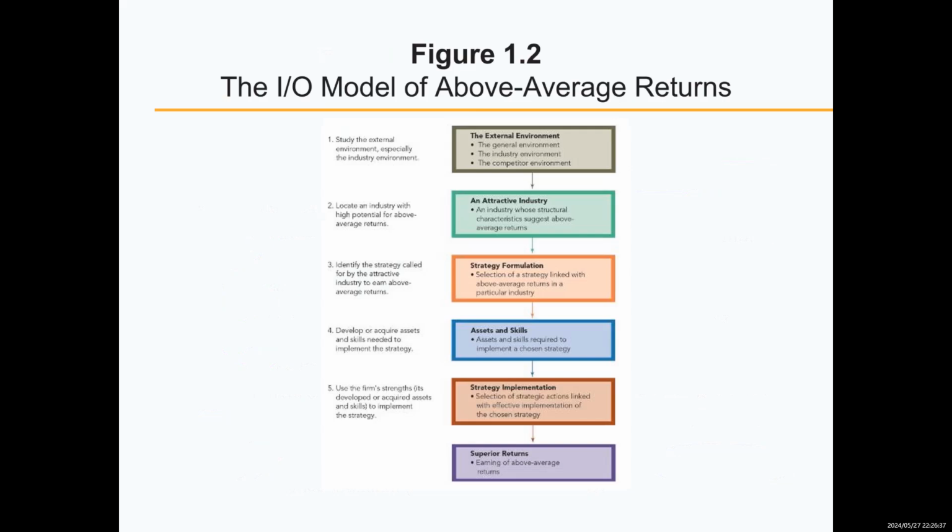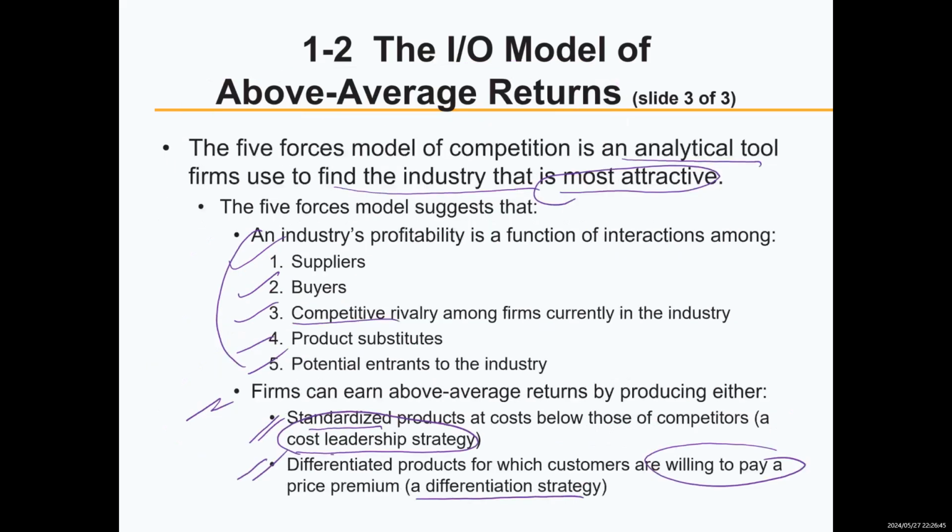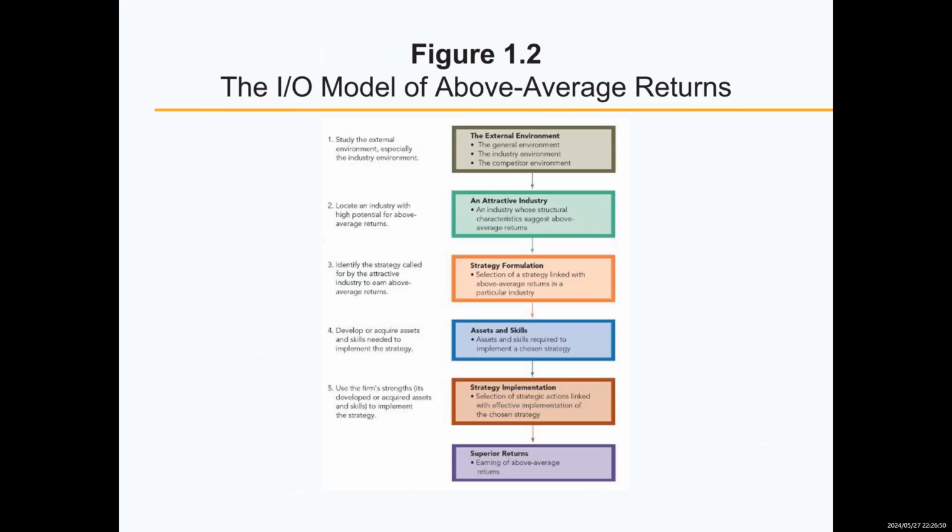So based on our earlier four assumptions, let me talk about it. The IO model prescribes a five-step process for the firm to achieve above average return. Number one, study the external environment.